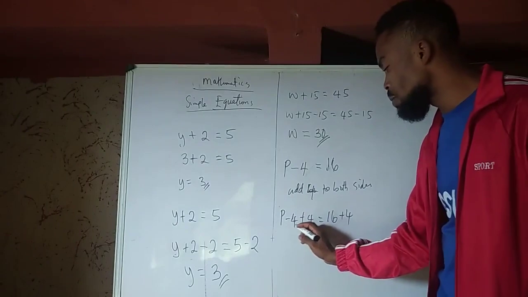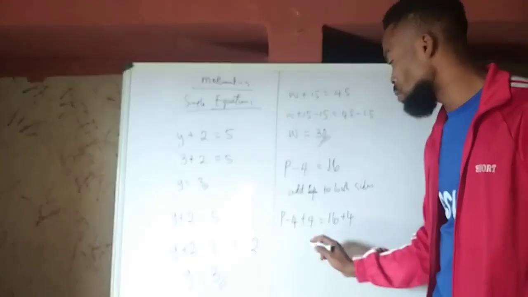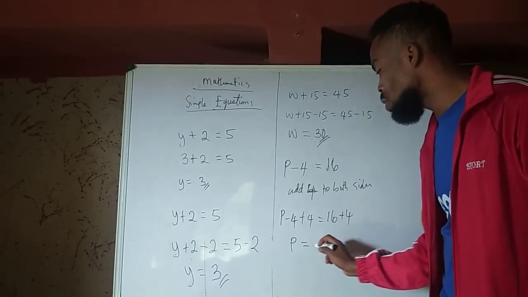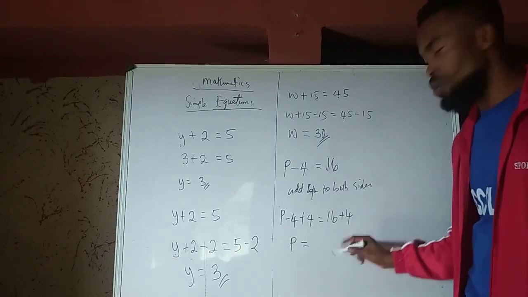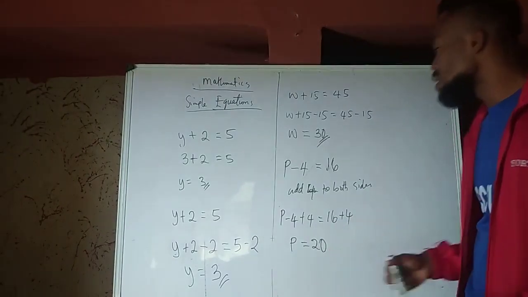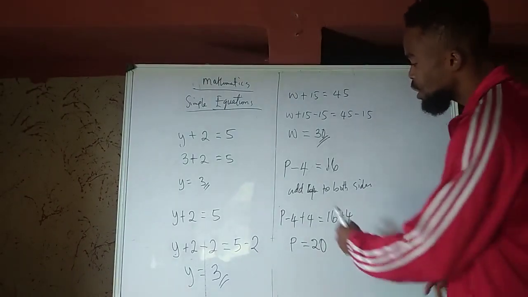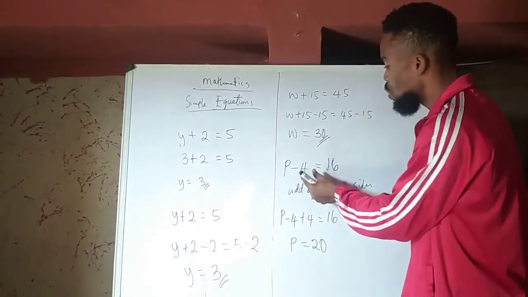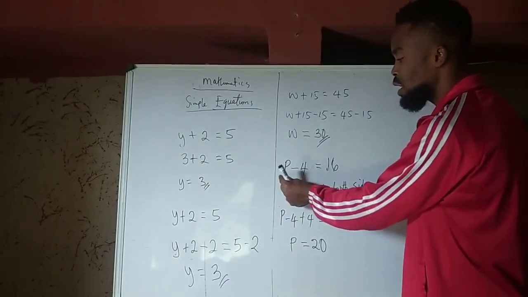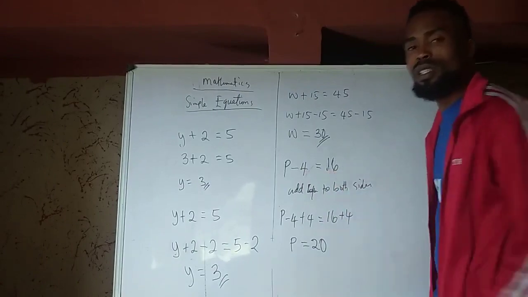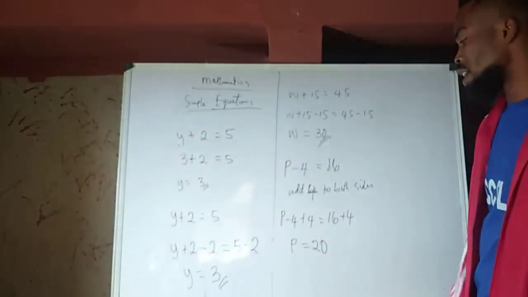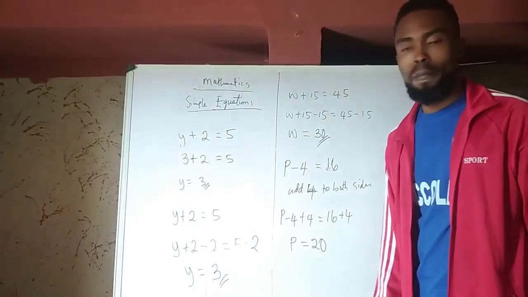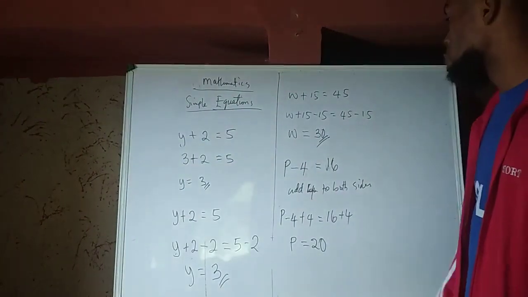So this is going to be minus 4 plus 4, which is 0. So we have P equals 16 plus 4, which is what? 20. So what this is telling us is that if P is 20 here and we remove 4 from it, 20 minus 4 is going to give us 16. You get that, right? So that's how this works.